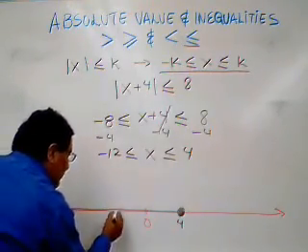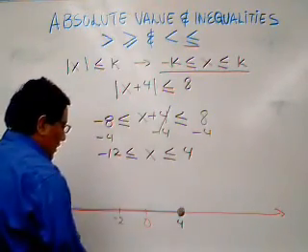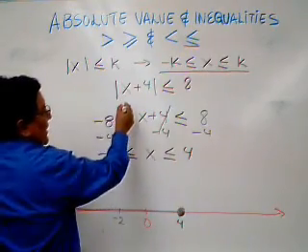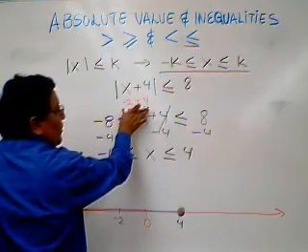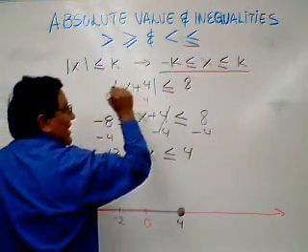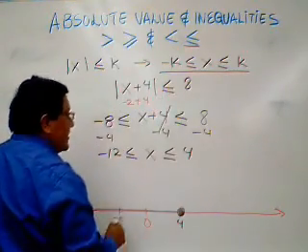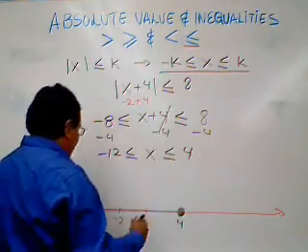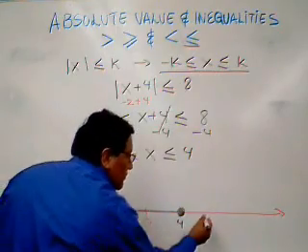I'm going to use negative 2. I'm going to check with negative 2. Negative 2 for x: negative 2 plus 4 will be 2, and 2 is less than 8. The absolute value of 2 is less than 8. Yes, it works.